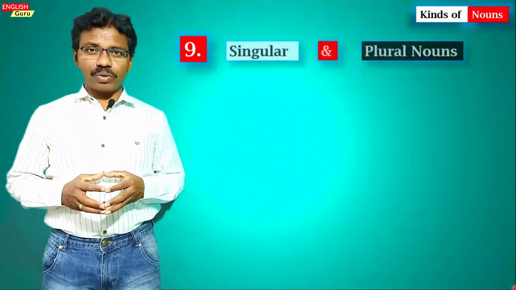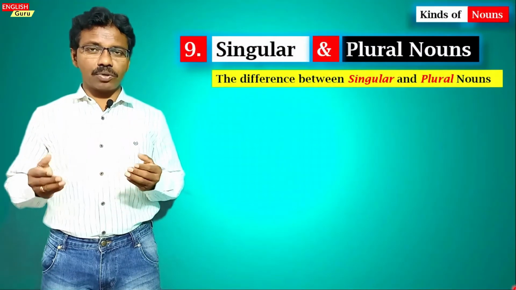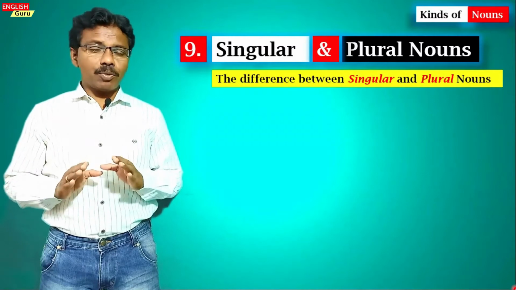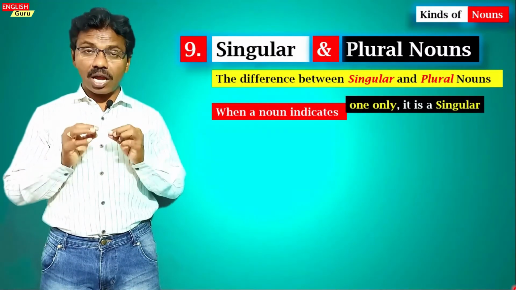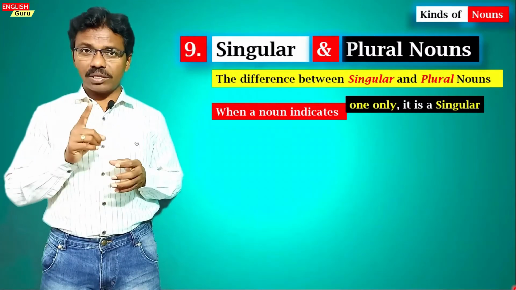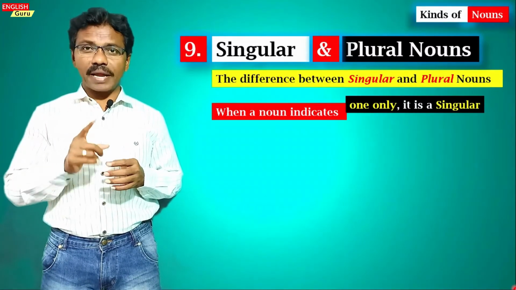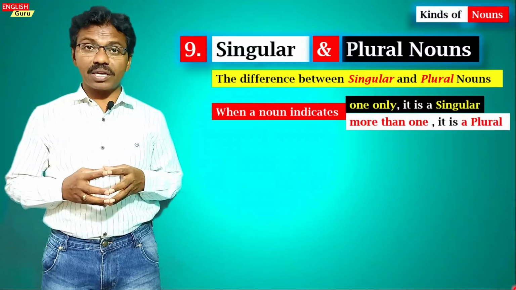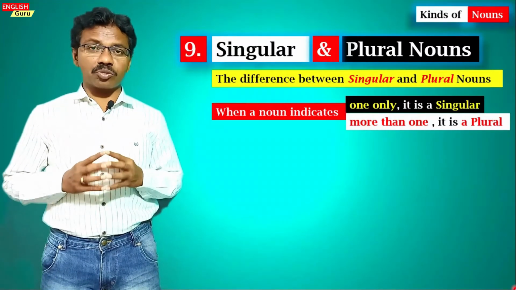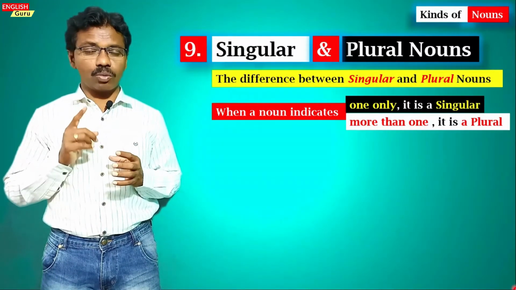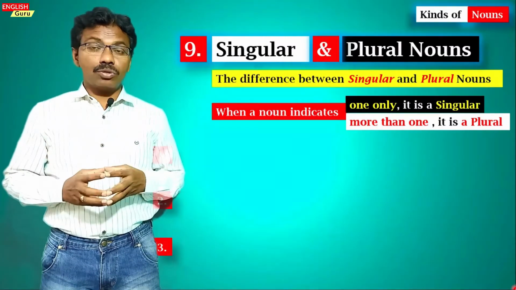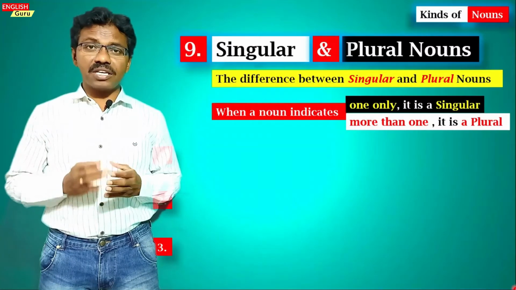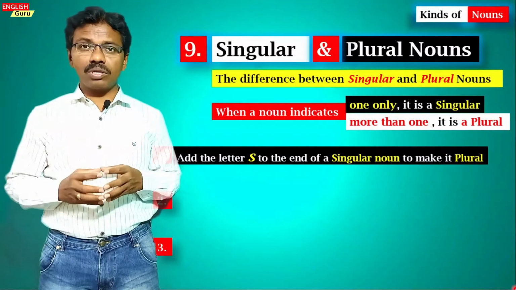The ninth and 10th one are singular and plural nouns. The easy and important difference between a singular noun and a plural noun is when a noun indicates only one thing, one person, one idea, it's a singular noun. Whereas when a noun indicates more than one thing or one person, one idea, it's a plural noun. So there are certain ways of changing a singular noun into a plural noun, and let us see.